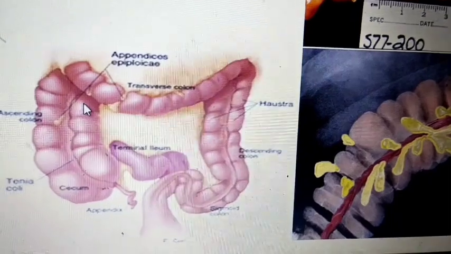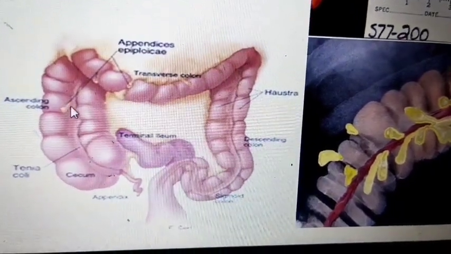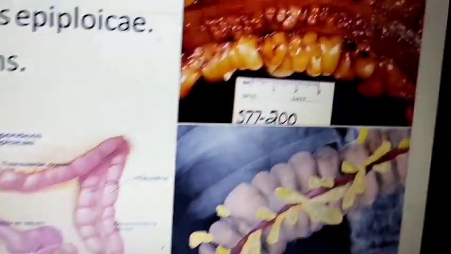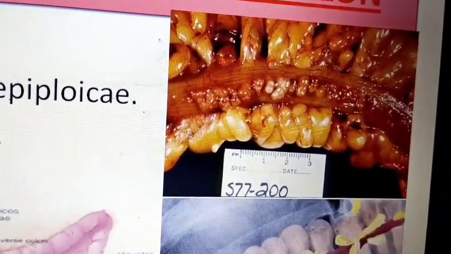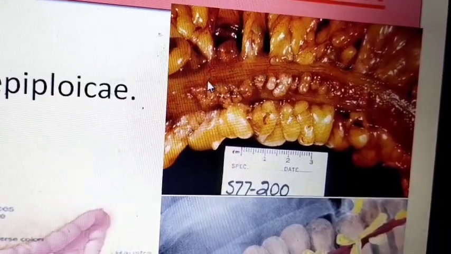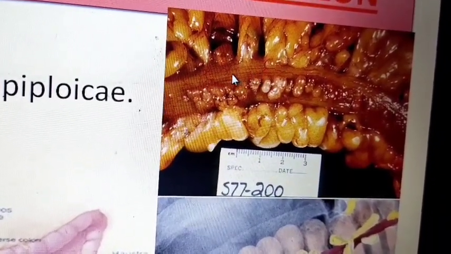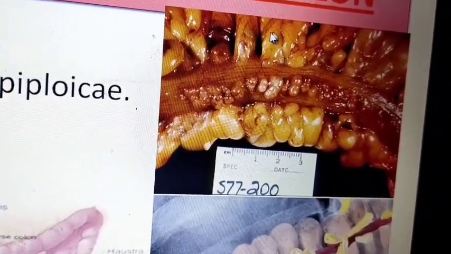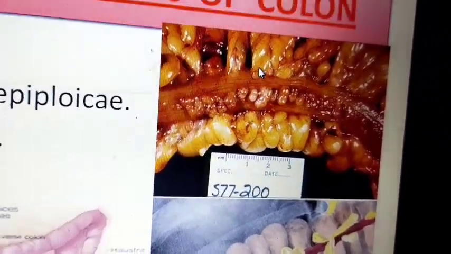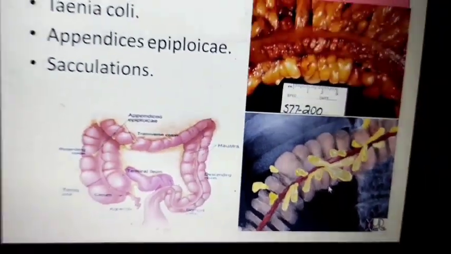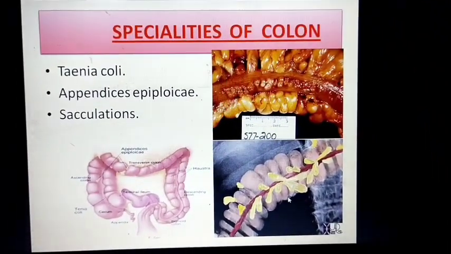And you can see here, this is a fat-filled or yellow colored structure. These are called epiploic appendices. You can see here, this is a ribbon-like band structure. This is the tinea coli, and these are the fats. These are called appendices epiploicae. You can see here in this picture also. Okay, you can go for the next slide.